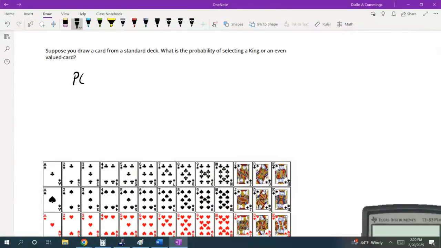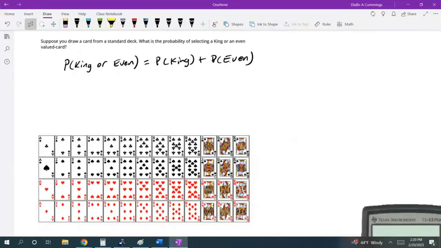So we have the probability of a king or an even card. That's equal to the probability of a king plus the probability of an even card. Now notice that there are 52 cards in a standard playing deck. They range from ace, 2, 3, 4, 5, 6, 7, 8, 9, 10. So notice in this standard deck of cards, there is no delineation for the number 1, unless you're playing a game that can force an ace to be a 1. Then we have jack, queen, and king.